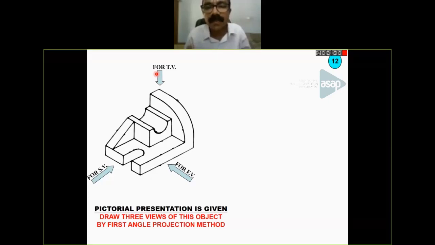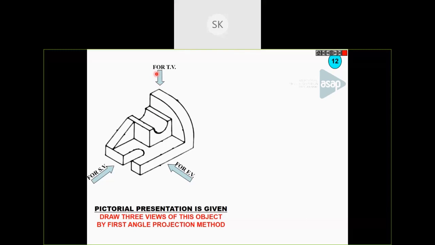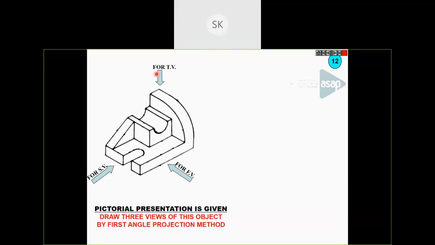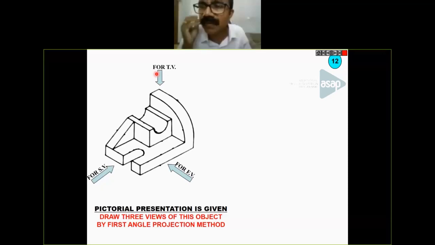Okay, sir. Another one: will the front view always be given in the question? No. In some problems, they may not even mention the arrow. So in that case, you have to assume one arrow, and based on that arrow, draw the elevation, plan, and side view. Which view should we start drawing first, front view, top view, or side view? Better to draw the front view first, because the front view direction may be specified in the question.